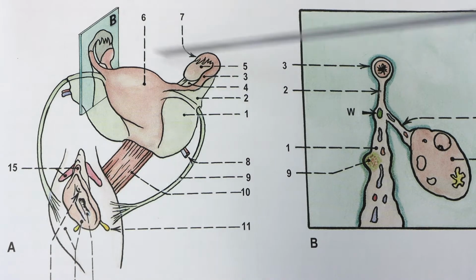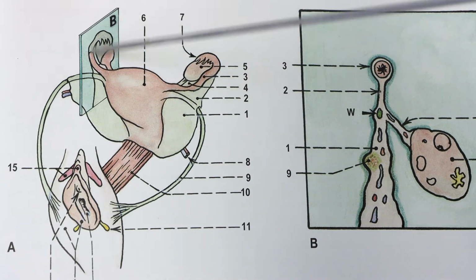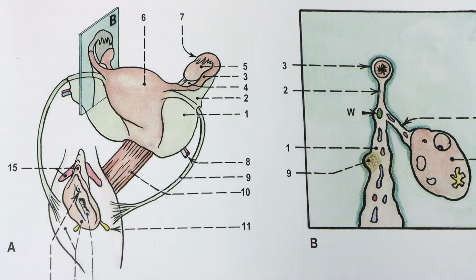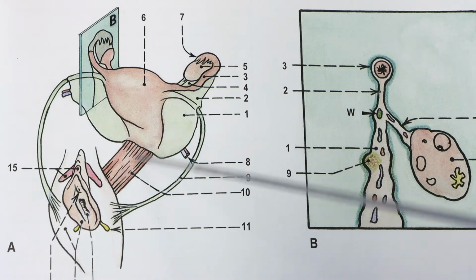The ovaries are paired. The fallopian or uterine tubes are paired. The uterus is not paired; it is an unpaired organ. And then there is the vagina.